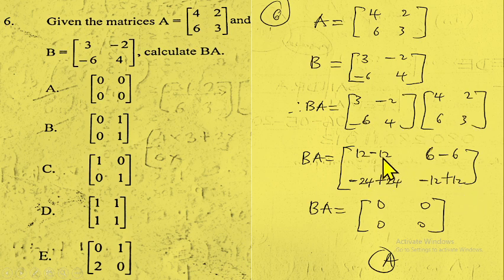If you simplify that further, that will give us 0, 0, 0, 0. So that means B times A will give us a null matrix which has 0 as all the elements in it. So option A is the correct option for question number 6.